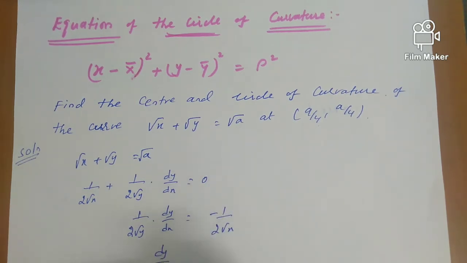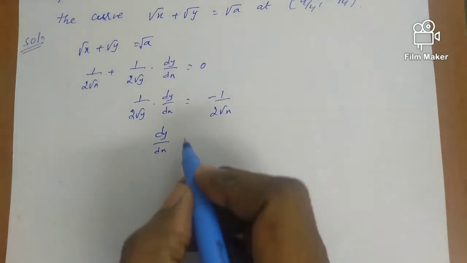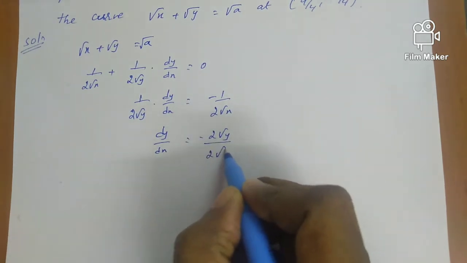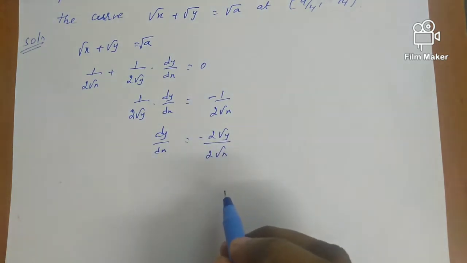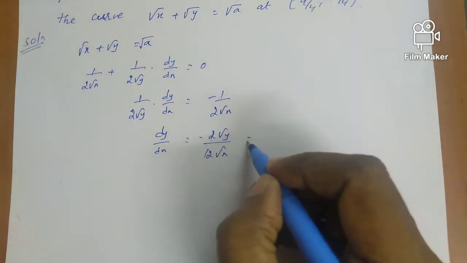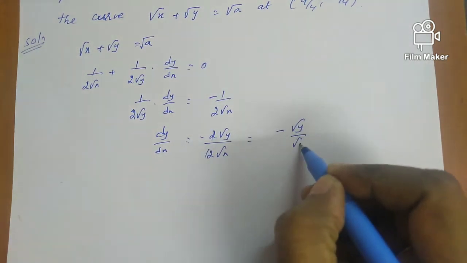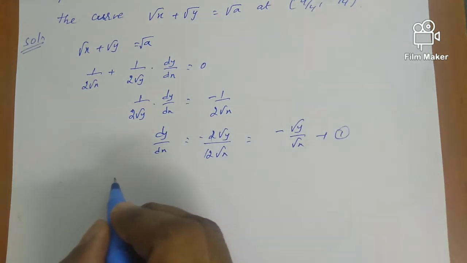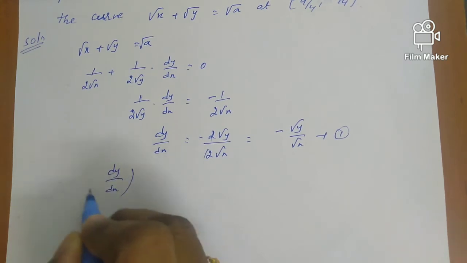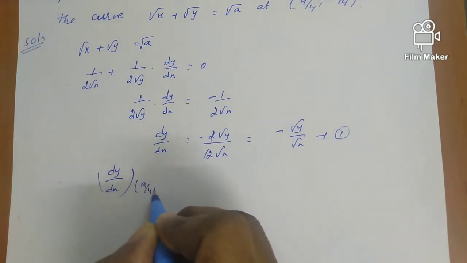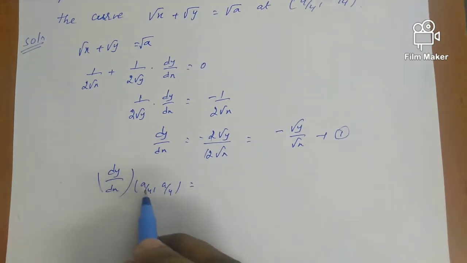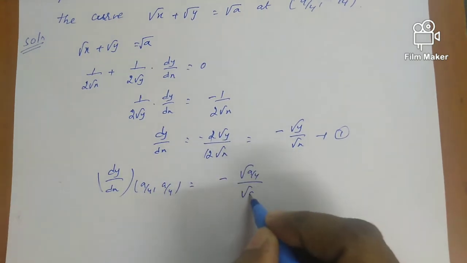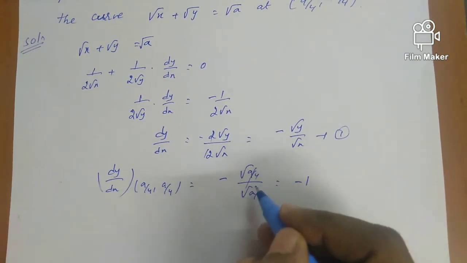So dy by dx equal to minus 1 by 2 root x into 2 root y, that is, 2 root y divided by 2 root x. Okay, so we can cancel the 2. So our dy by dx is minus root y by root x. Can call this as equation 1. Now the point is given. So dy by dx at the point a by 4 comma a by 4. That means for x a by 4, y is also a by 4. So root of a by 4 divided by root of a by 4, that is equal to minus 1.